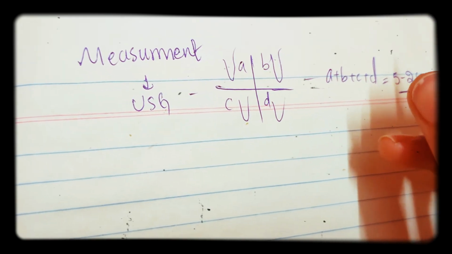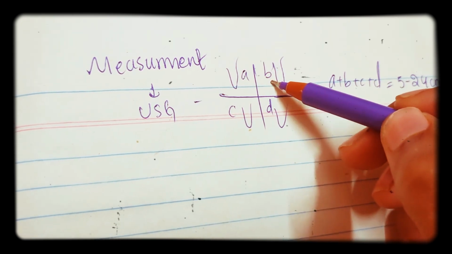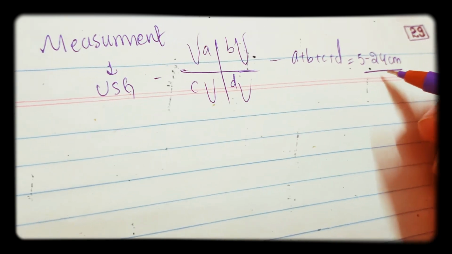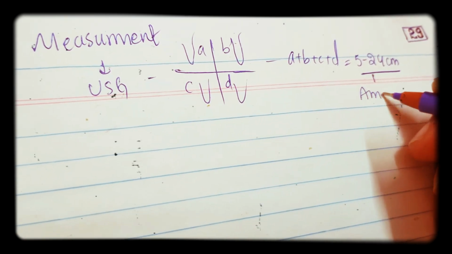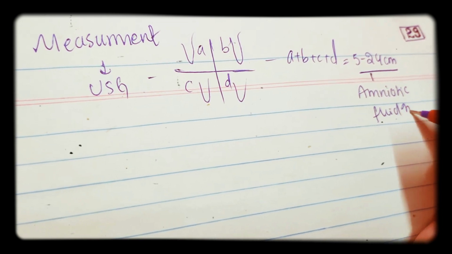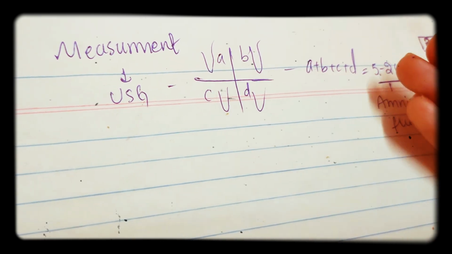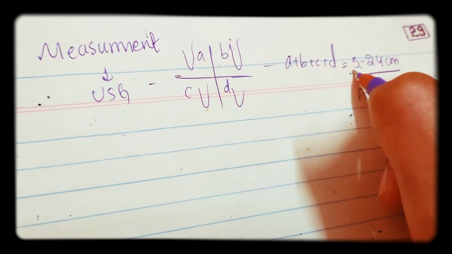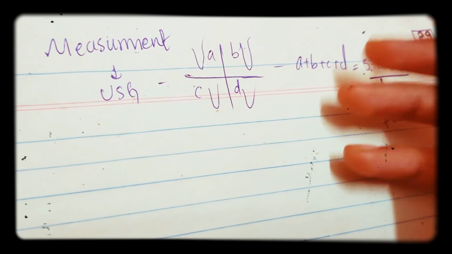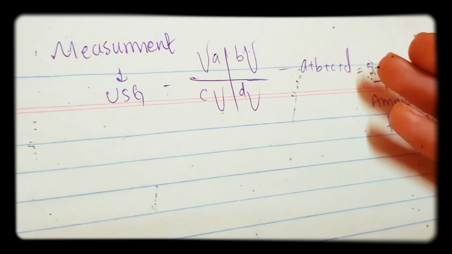So this is how we calculate the measurement of amniotic fluid. We divide the abdomen into 4 quadrants, measure the largest vertical pocket in each quadrant, and add them all, and we get this value. This is called the amniotic fluid index. So amniotic fluid index is equal to 5 to 24 centimeters. If the amniotic fluid index is less than 5, then it is oligohydramnios. Oligohydramnios means very low amniotic fluid. Greater than 24 means polyhydramnios, meaning more amniotic fluid.